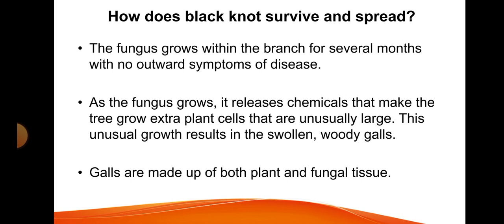The fungus grows within the branch for several months with no outward symptoms of disease. As the fungus grows, it releases chemicals that make the tree grow extra plant cells that are unusually large. This unusual growth results in the swollen, woody galls. Galls are made up of both plant and fungal tissue.